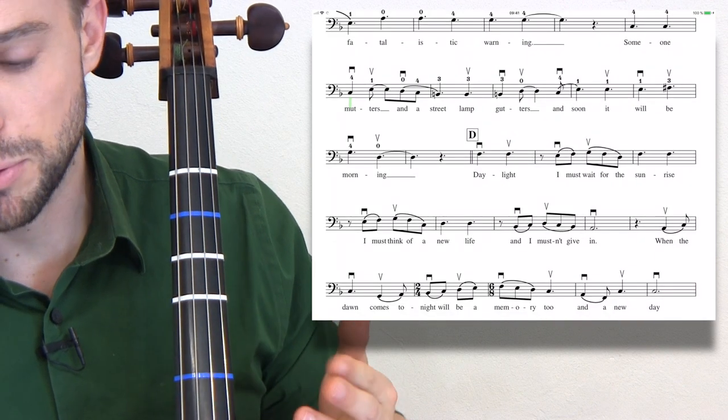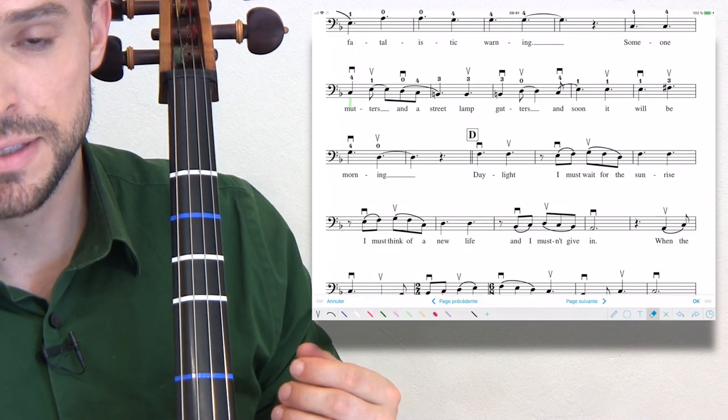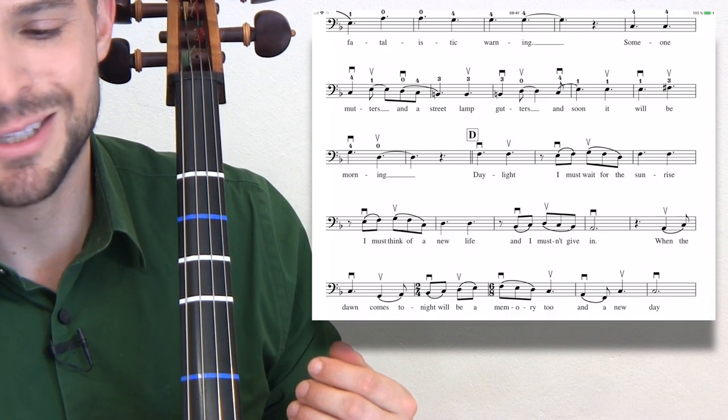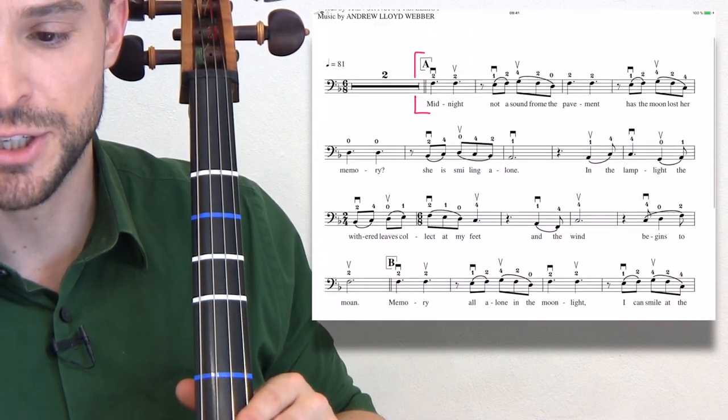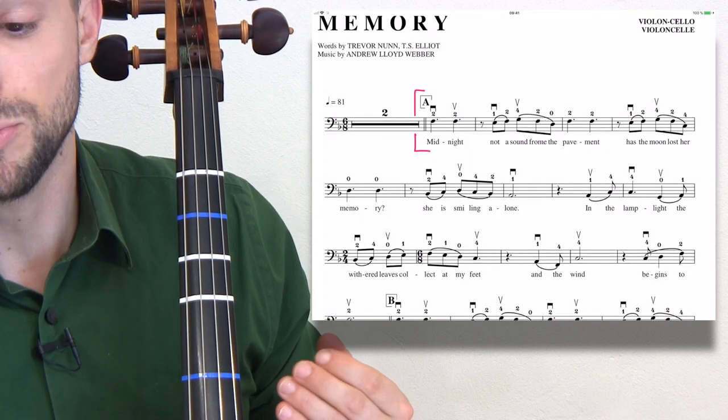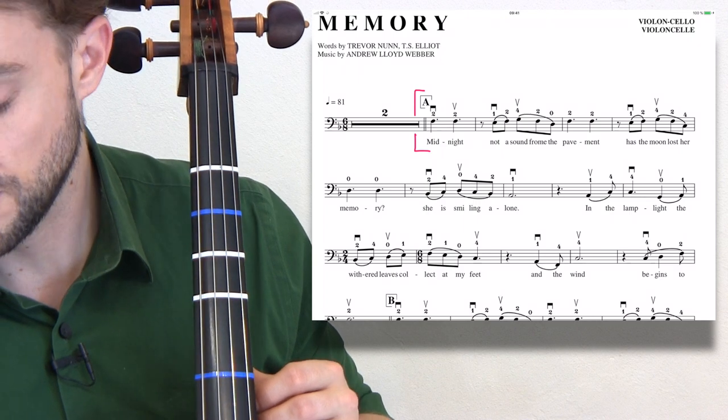Last thing I would like to point your eyes to is the absence of dynamics. This is a lyrical piece, and please do your own interpretation. It's a fantastic piece, and it's supposed to be something that you, on your own, make your own.